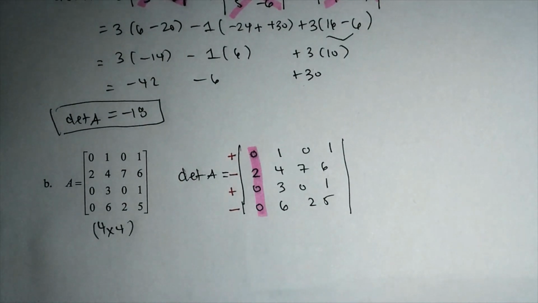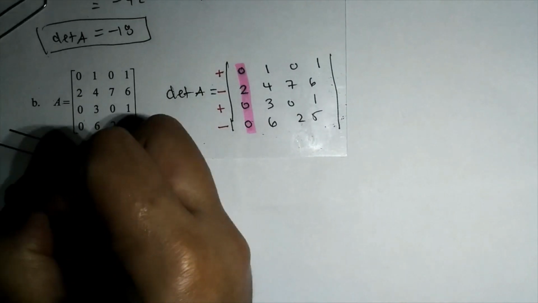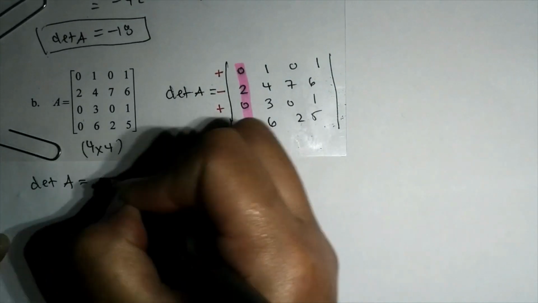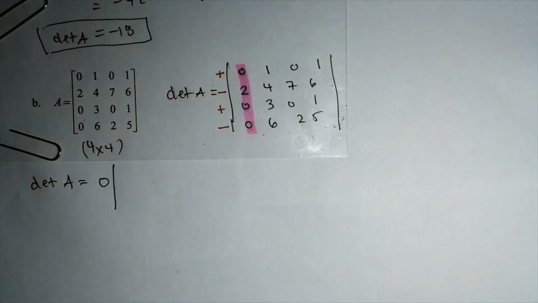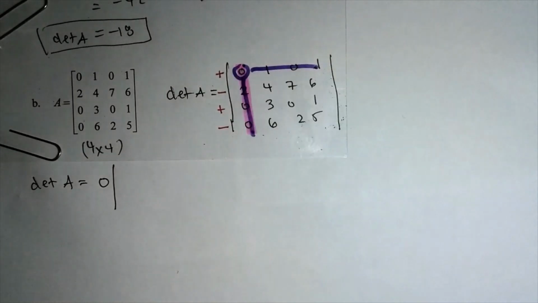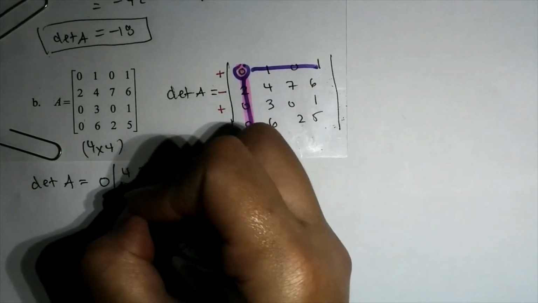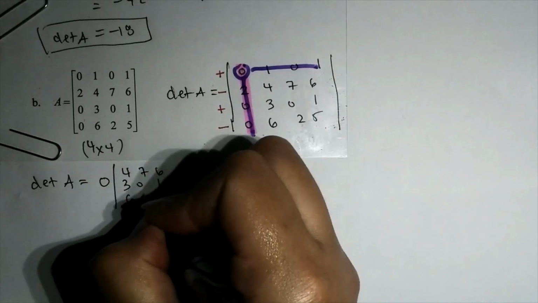So give me a sec, I'm gonna go ahead and start with my special effects. Alright, so special effects are in full effect, so let's do this. We're gonna take the first entry, so it's gonna be plus 0. So we have the determinant of A equals 0 times the determinant of the leftover entry. So we take that element, cross out the row and column, and that's going to give us the leftover 3 by 3 matrix. So the first row is going to be 4, 7, 6, 3, 0, 1, and 6, 2, 5.